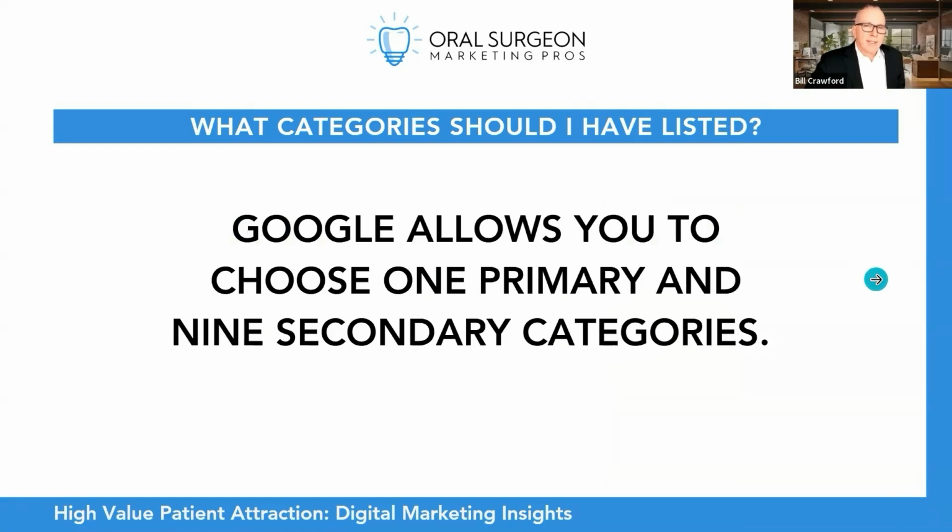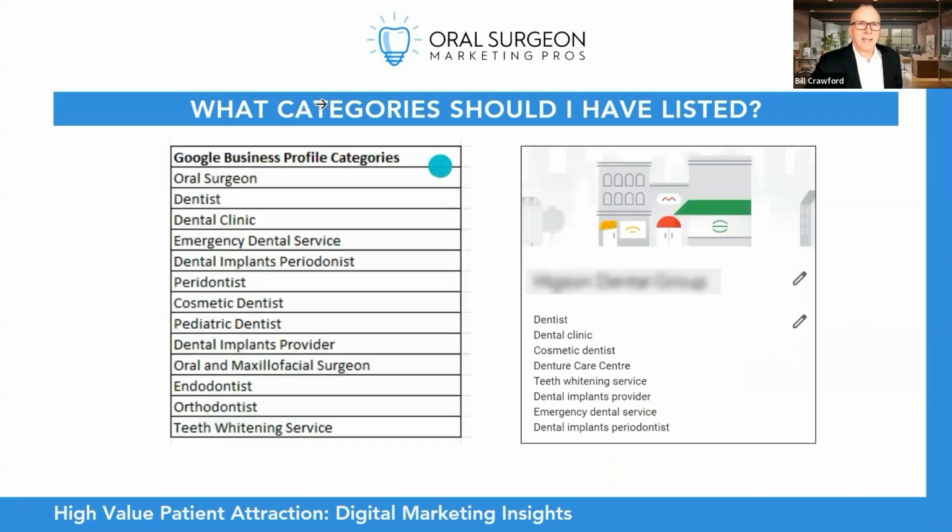Okay, so categories. Google allows you to have one primary category and 9 secondary categories. So often I see companies not taking advantage of these 9 secondary categories. So here's a list of the various categories that Google allows you to be known for.